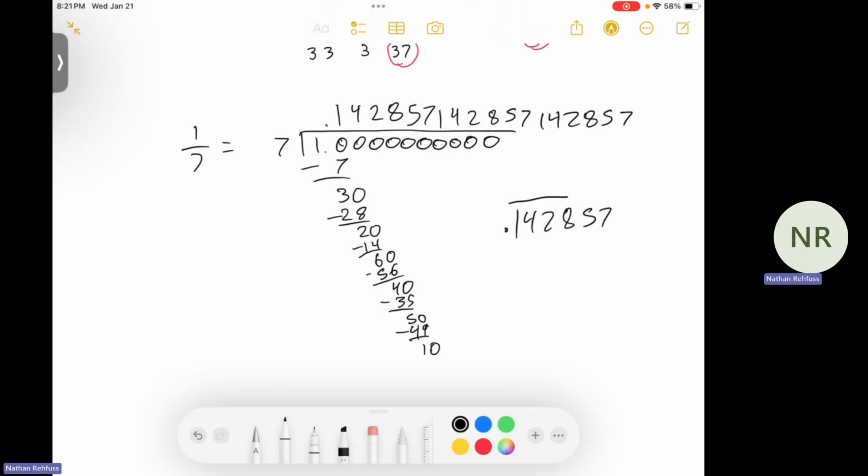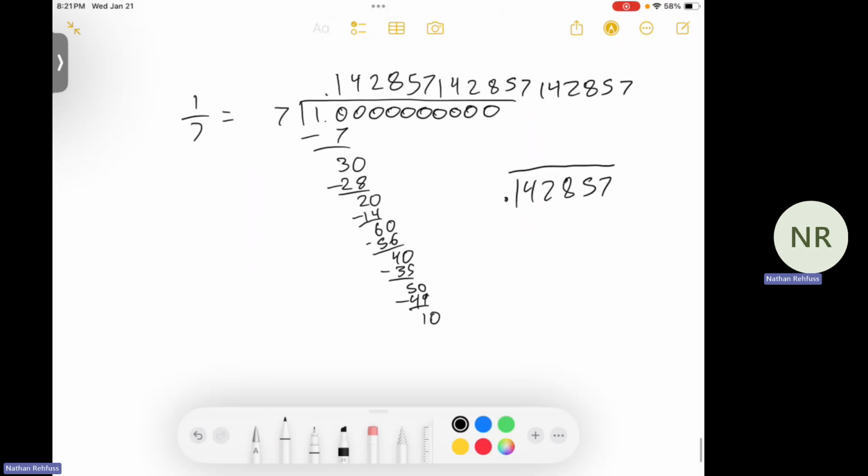0.142857, all repeating. If you reduce the fraction 142857 over 999999, since there's 6 digits, we need 6 9s. It turns out that this fraction will reduce all the way down to 1/7. We would need quite the factor tree to make it happen, but it's true.